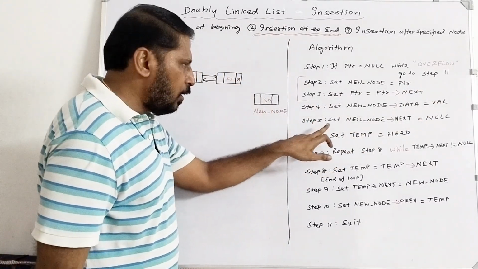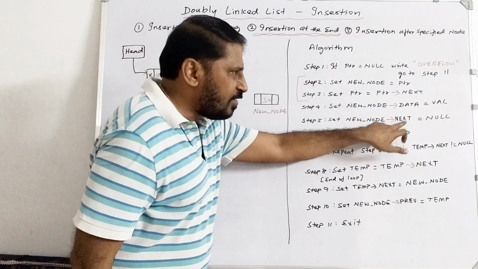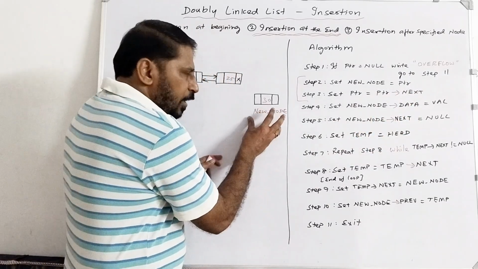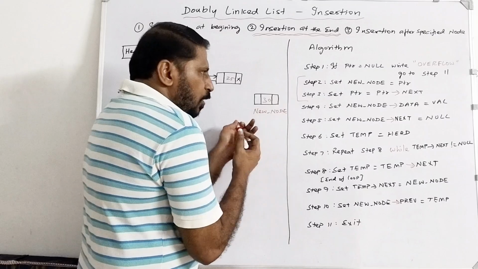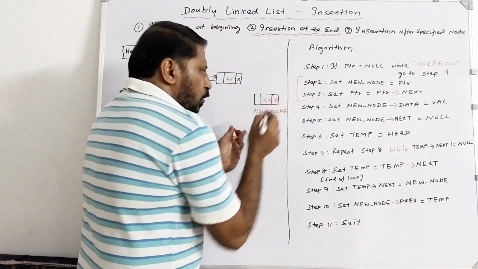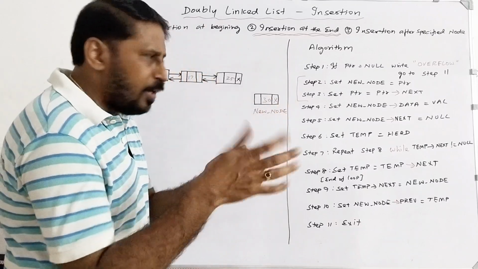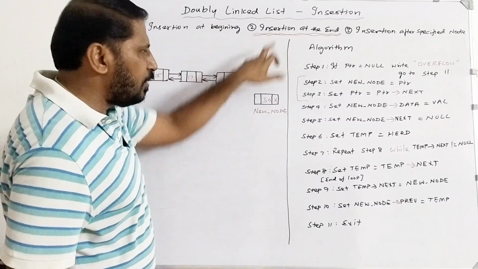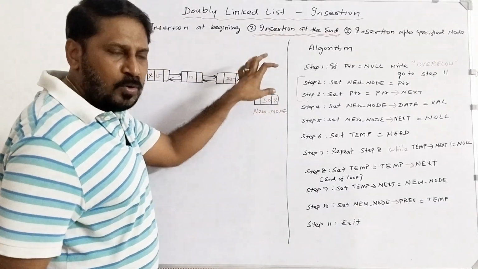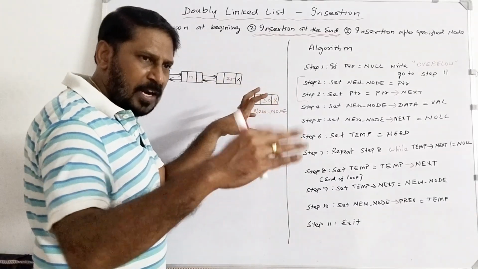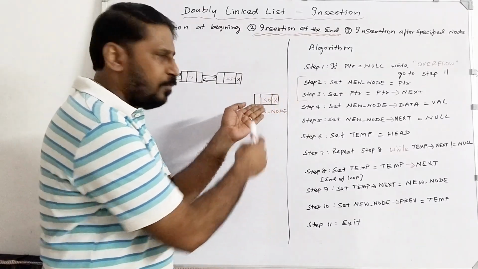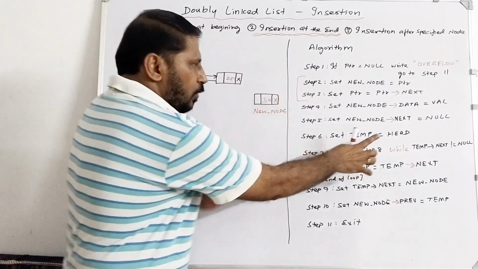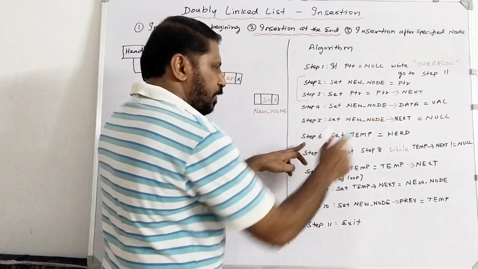Then step 5: set new node next equal to null. We are taking the new node's next column and we make the next column null. Why? We already know that we are going to insert this node as the end node. Whenever it is the end node, there are no succeeding nodes. That's why we are making new node next equal to null in the 5th step.